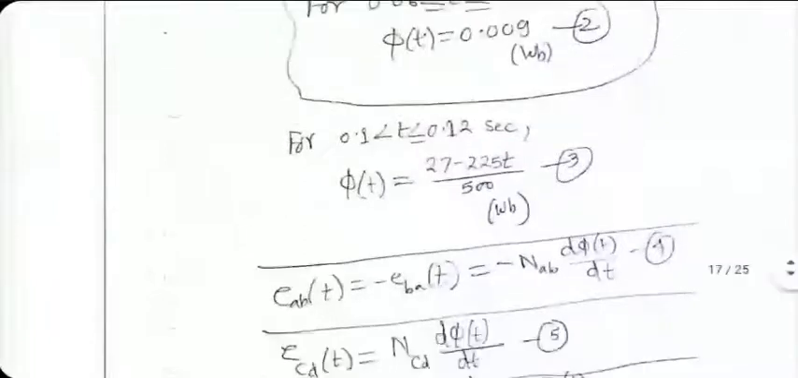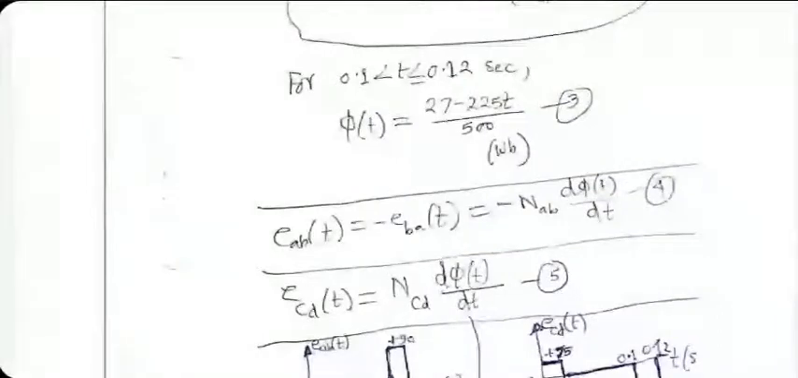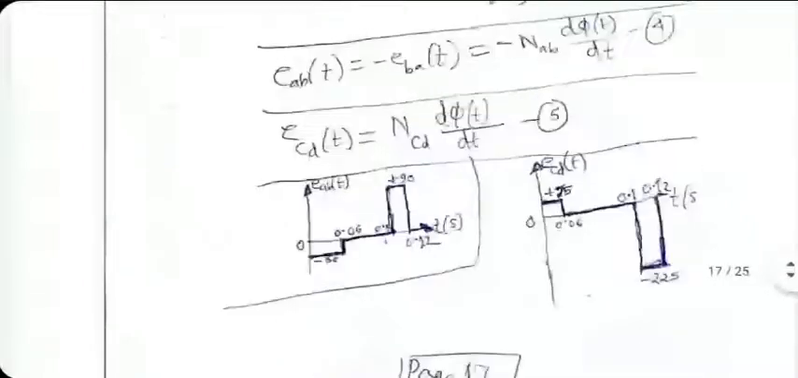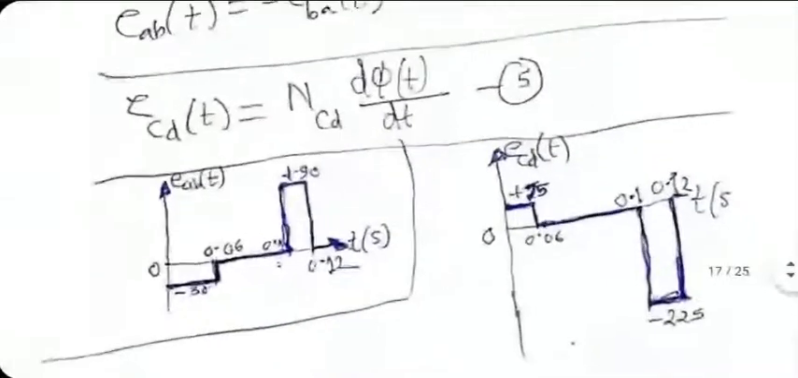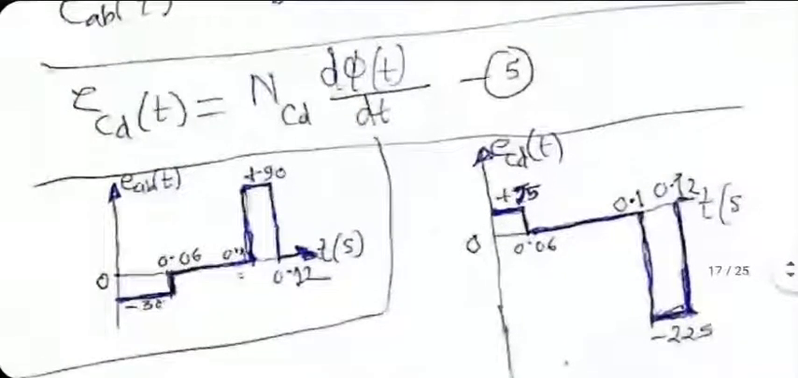Now you apply the formula. For primary winding, EAB is minus NAB d phi by dt. And for secondary winding, it is NCD d phi by dt. Number of turns in primary and secondary are given. And based on that, you should be able to figure out why I got these kind of EMF variations.